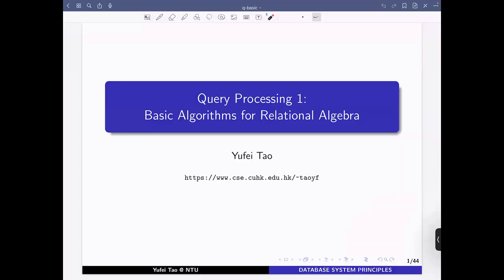Hello, students. Today we'll start another series of lectures, and this series is about the topic of query processing. Today we're going to talk about basic algorithms for answering relational algebra operators, and you will understand how these algorithms can be put together to answer a vast majority of SQL statements, SQL queries. Okay.